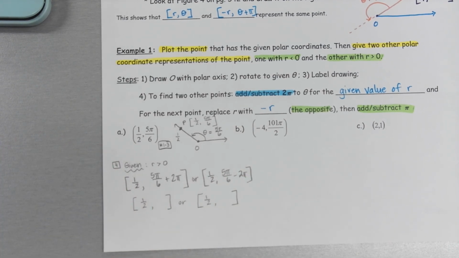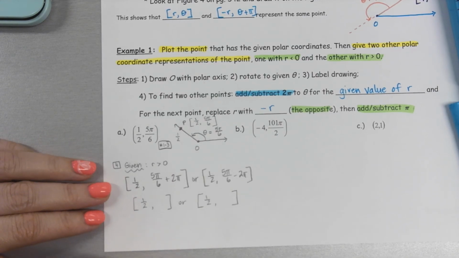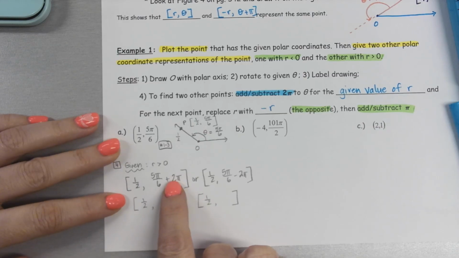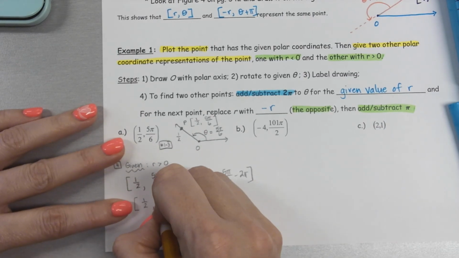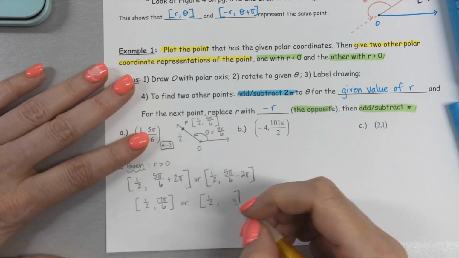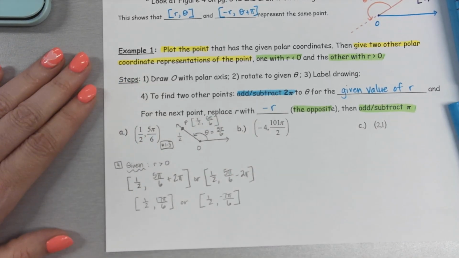Okay, go ahead and simplify that. Okay, so if you add 2π, that's like you're adding 12π/6. So 12 plus 5 is 17π/6. Okay, and then if you subtract 12, you get negative 7. So negative 7π/6.